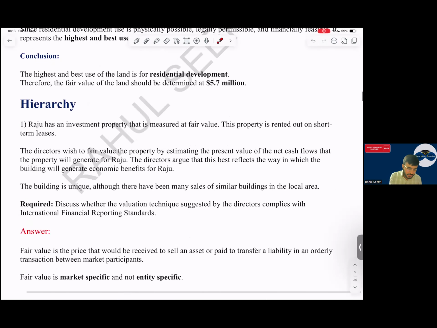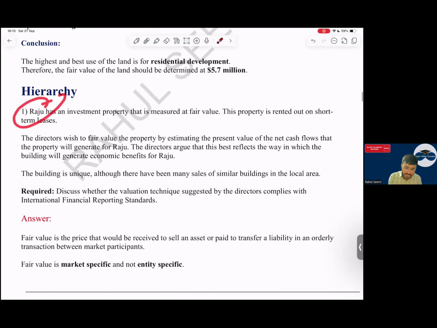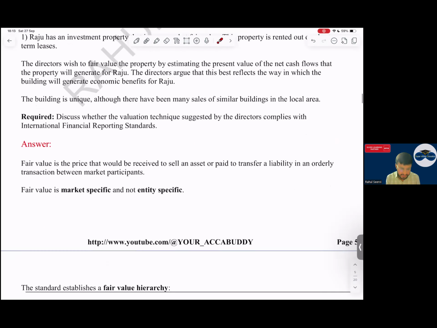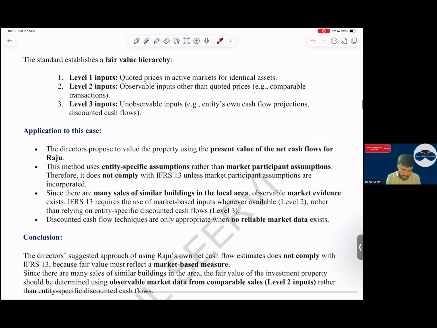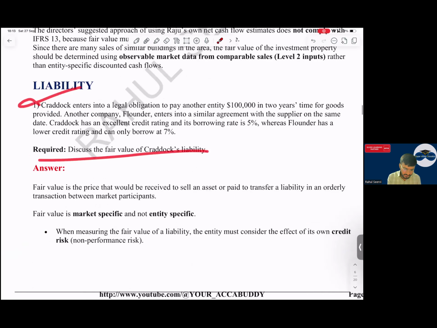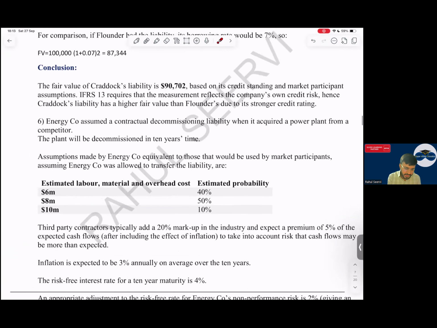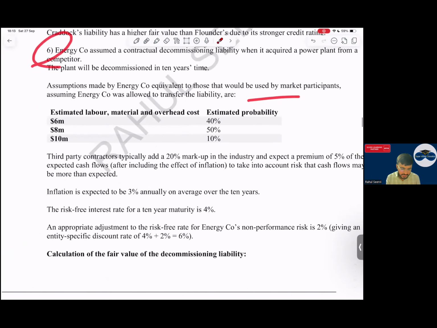Then in hierarchy, this was the question we have done. In this question, the directors were valuing the land based on what? The present value of the net cash flow. But in the recent time, one of the properties was sold in the local area and it was similar. So with similar, can I say we should use level 2 input rather than level 3? So this was the question regarding the hierarchy. Then we had done a liability question, and then a question regarding dismantling. So these are the questions.